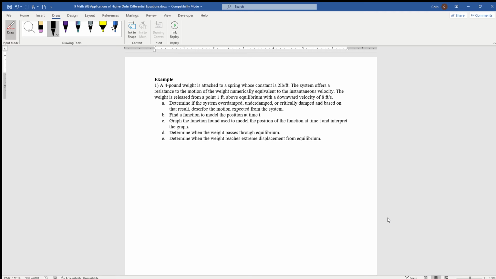We want to determine what type of damping is going on, create a model, graph the function, and then determine where the weight passes through equilibrium, and where the weight reaches extreme displacement.